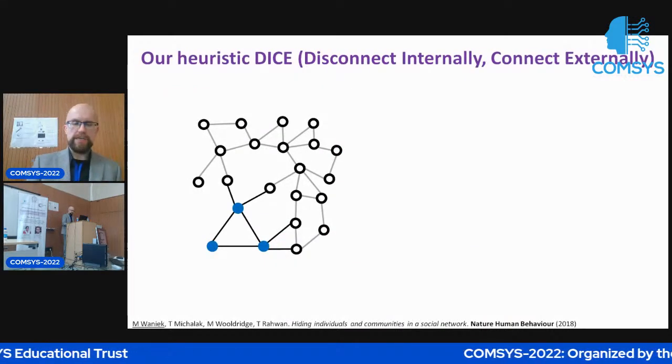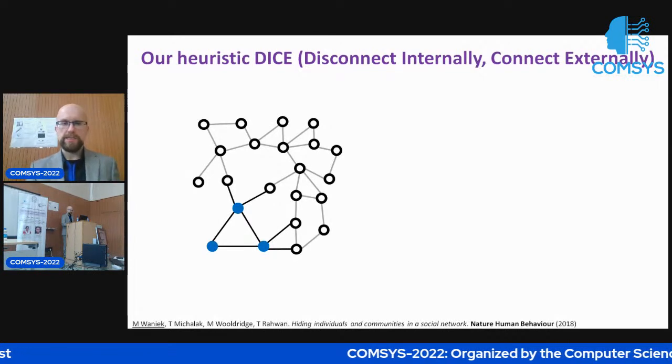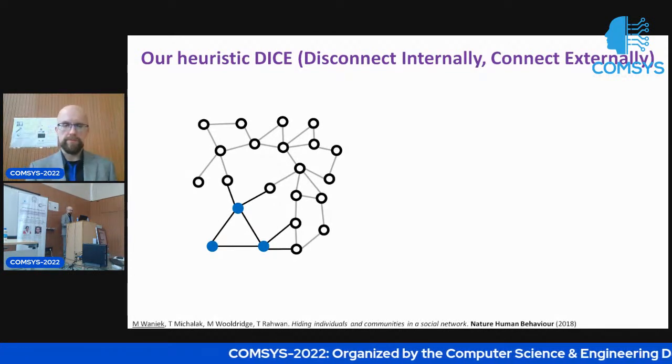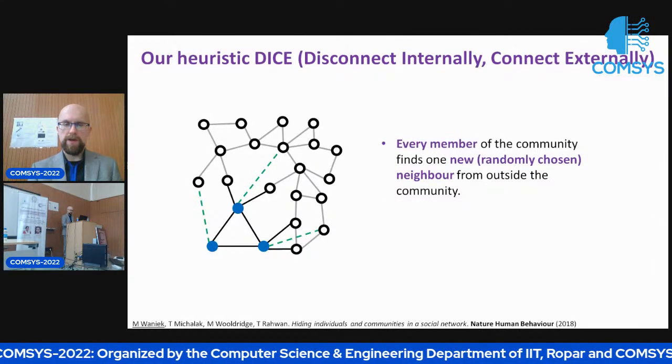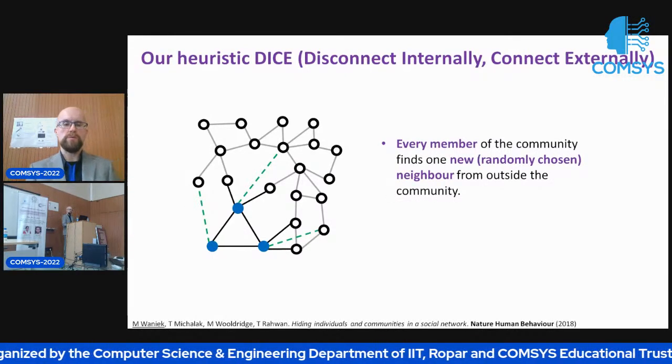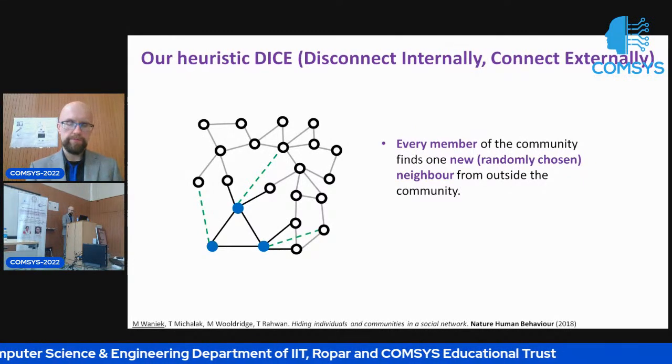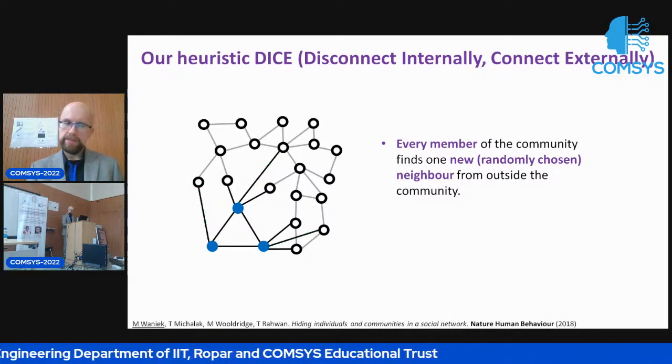And again, we came up with a simple heuristic. It's called DICE: disconnect internally, connect externally. So when a group wants to hide, we ask each of the members to find one new friend from outside this community, completely at random, and befriend a new person from outside the group.